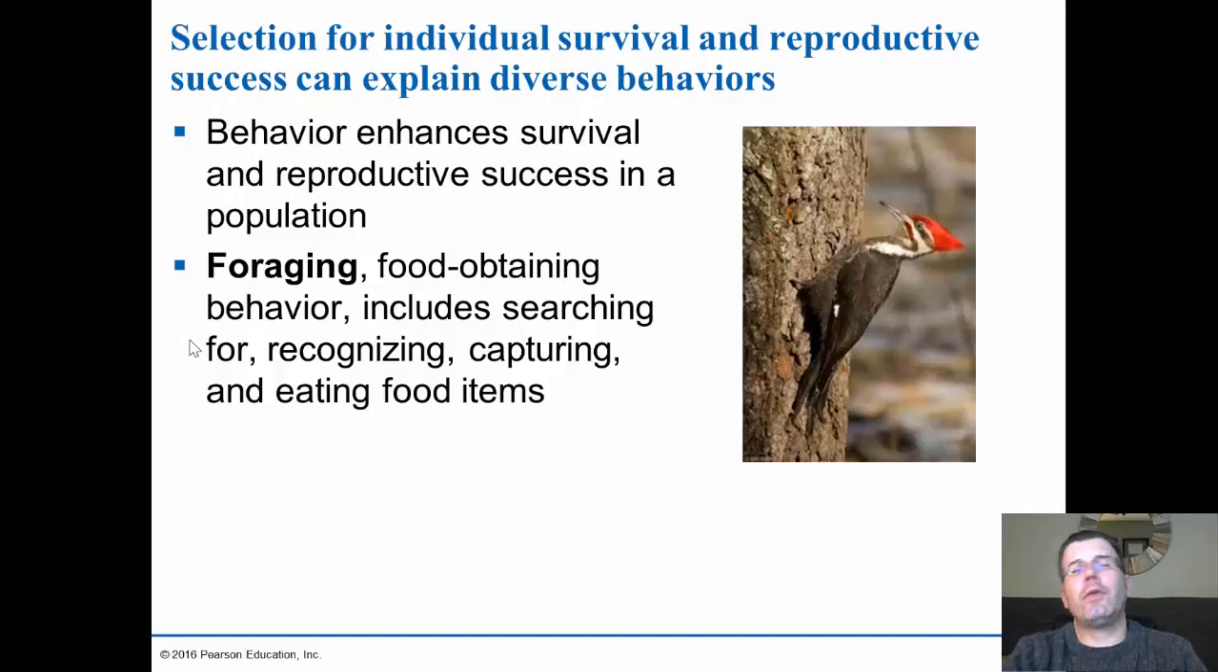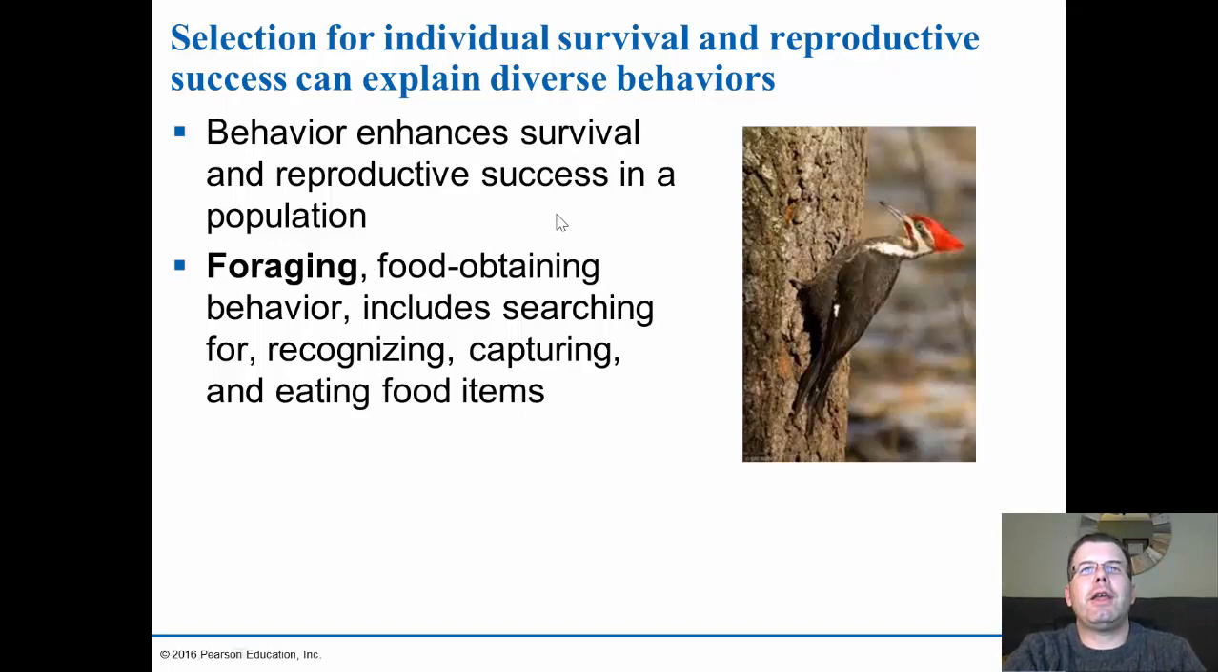Okay, now for the rest of the time, we're going to be looking at how this influences survival. And so again, selection of individual survival and reproductive success can explain diverse behaviors. So obviously looking for food is going to be an important part. How do you forage? How do you get food in order to survive as an individual? And so behavior enhances survival and reproductive success in a population. First we'll look at how do you get food, and then once you get food and become successful that way and avoid danger, how do you mate? And so that's kind of where we're going from here.